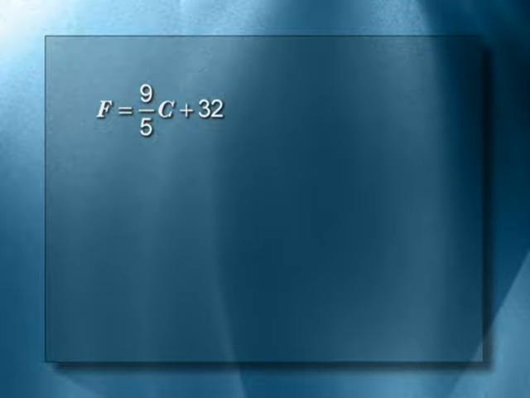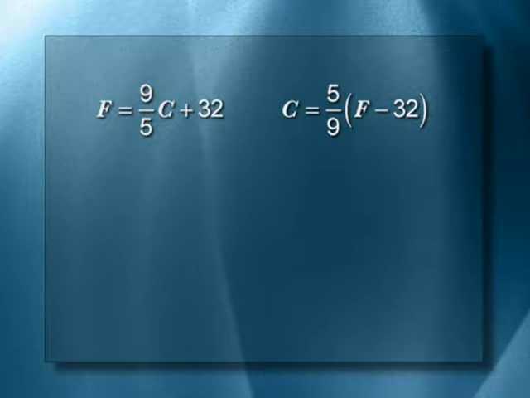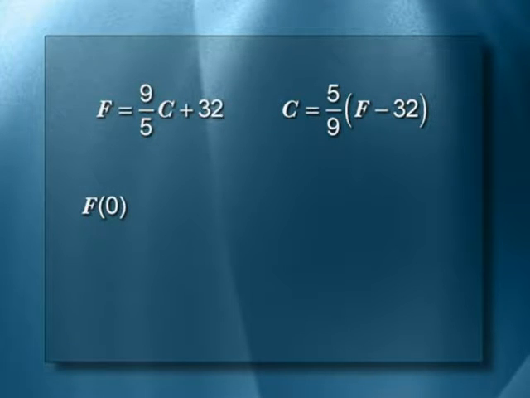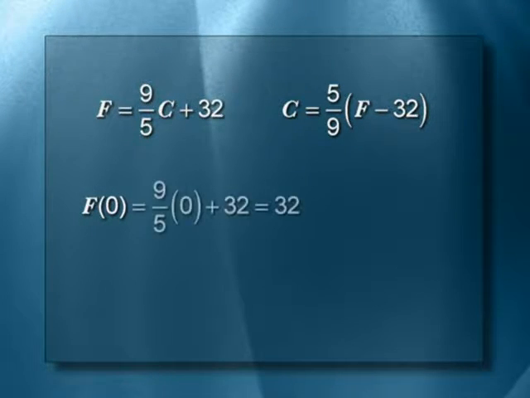And then you could solve for C the same way we did in the previous problem, and you discover that C is 5/9 times the quantity F minus 32. For instance, what's F of 0? Let's plug it into the formula. F of 0 would be 9/5 times 0 plus 32, or 32. In other words, 0 degrees Celsius is 32 degrees Fahrenheit.